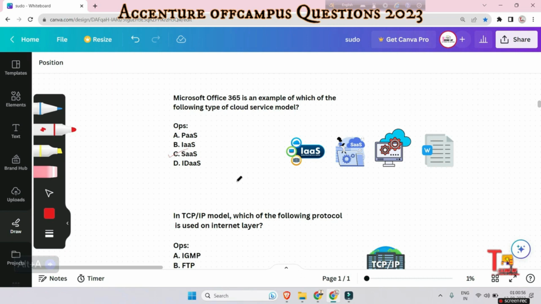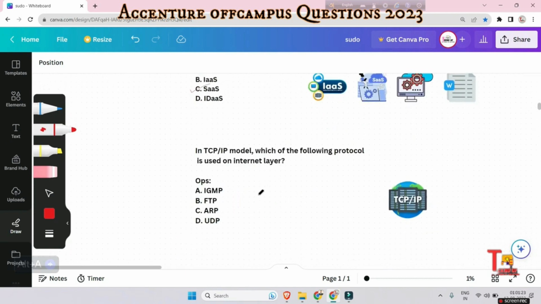Actually, with SaaS, users can access software applications over the internet without the need for local installation or management, right? So in the case of Office 365, users can use web-based versions of the popular Microsoft Office applications, like Word, Excel, and PowerPoint, as well as other collaboration tools. So the answer will be SaaS.